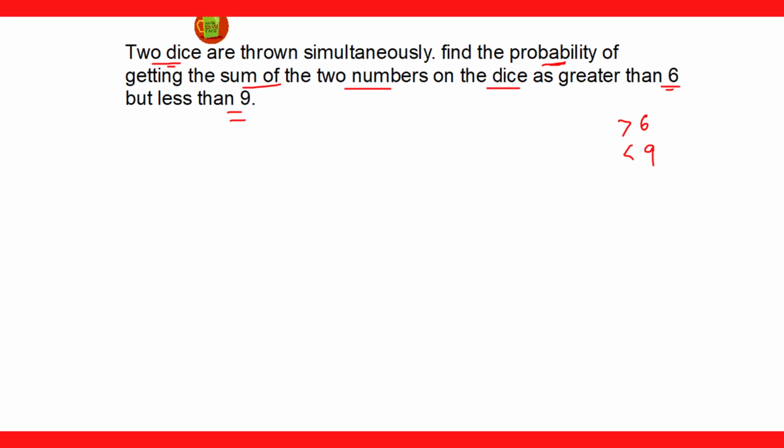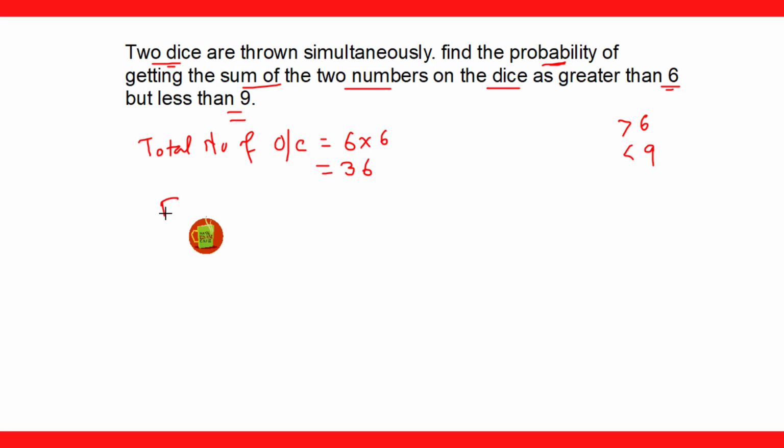Since the two dice are thrown, the total number of outcomes will be equal to 6 into 6, and that is equal to 36. And the favorable outcomes will be what? The numbers whose sum will be greater than 6 and less than 9. It means whose sum will be 7 or 8, these two numbers.